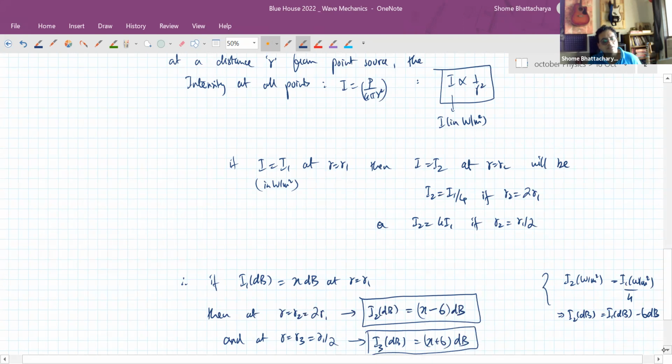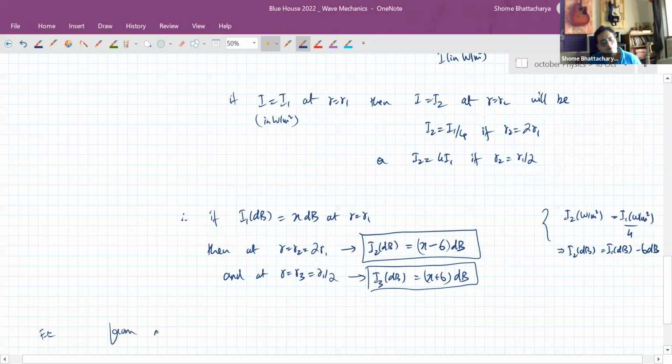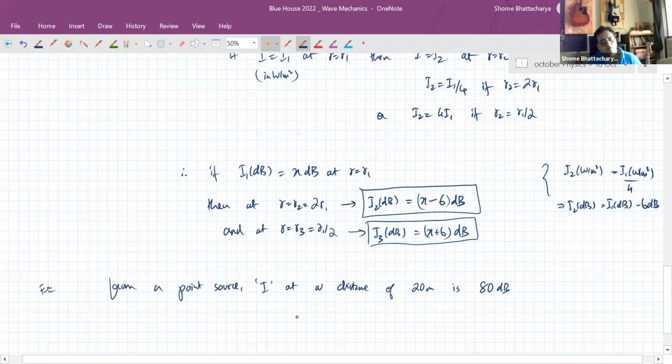So, a simple thing is like this, that suppose we say that from a point source, the intensity at a distance of 20 meters is, let's say, 80 decibels. So find the intensity in decibels at a distance of, let's say, 40 meters, and then at a distance of, let's say, 5 meters.